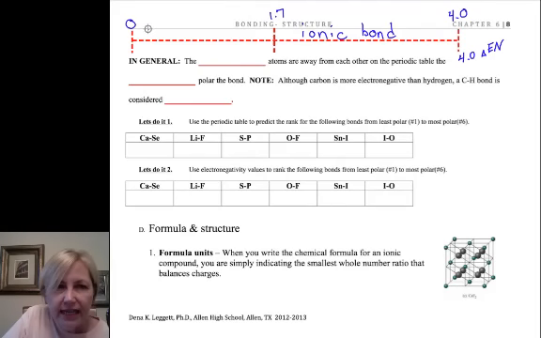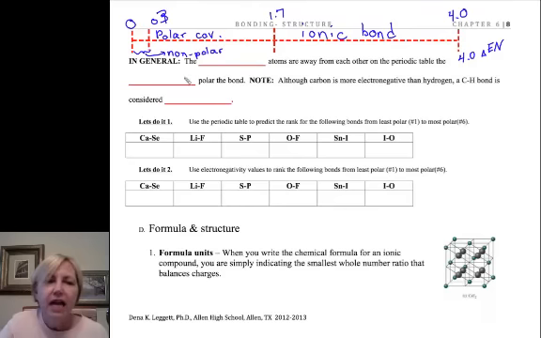Down here, way down here, we've got 0.3, which is typically the boundary between polar covalent and nonpolar covalent. And then right in here, I can't really get the word in, would be nonpolar covalent.